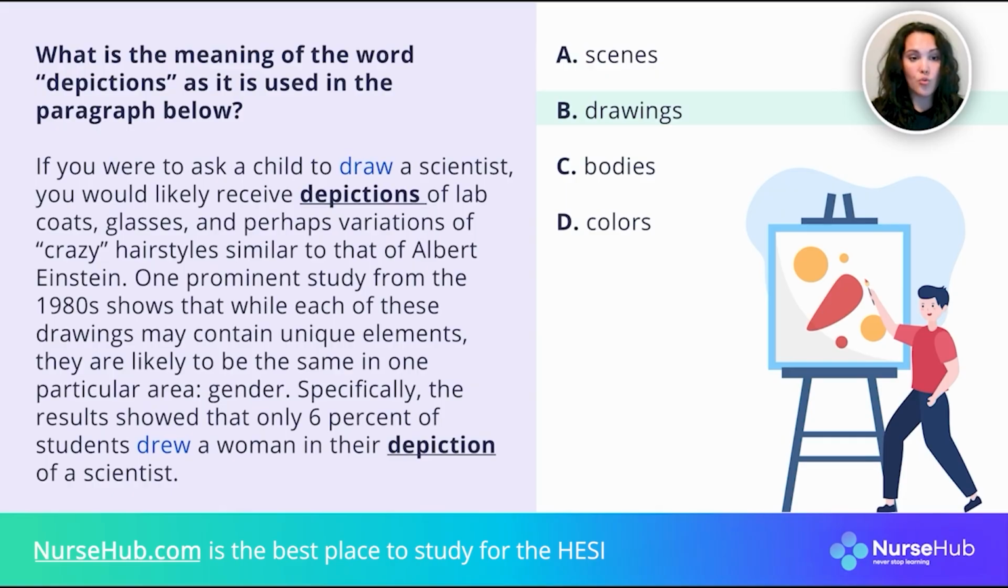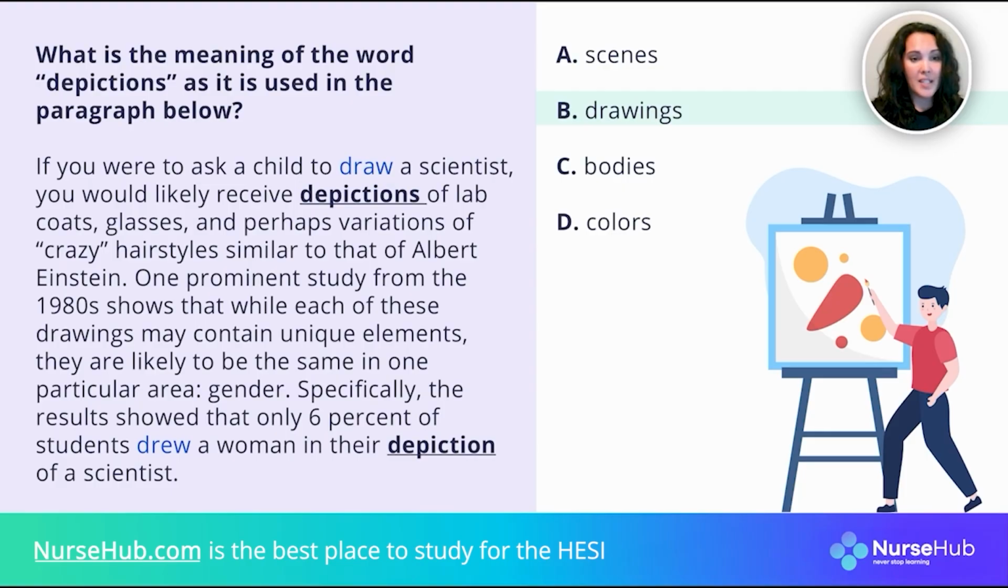So we see the word draw and drew highlighted on your screen for you. So the correct answer is drawings, B. If you are doing a depiction of a scientist or depictions of lab coats, glasses, and things like that, these are things that you can see, and they are potentially drawings.